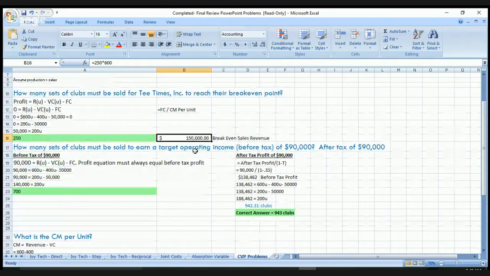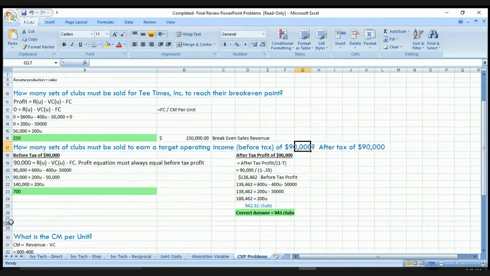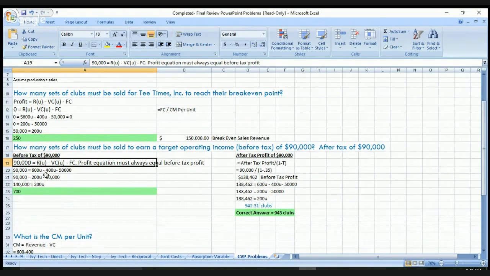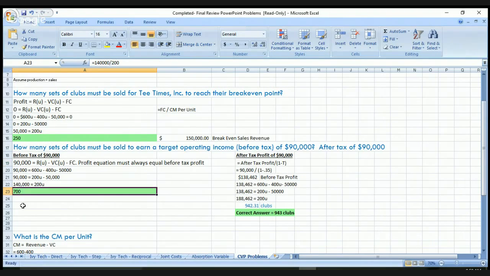Now, how much do I have to sell to get a pre-tax $90,000 profit? So I'm going to take that 90,000 using the same equation, and I'm going to set it equal to the 600U minus 400U minus 50,000. I'm going to combine like terms. So now I got 90,000 equals 200U minus 50,000. So add 50,000 to both sides, and then divide 140,000 by 200. I get 700 units. So to make $90,000 pre-tax, I have to sell 700 units.